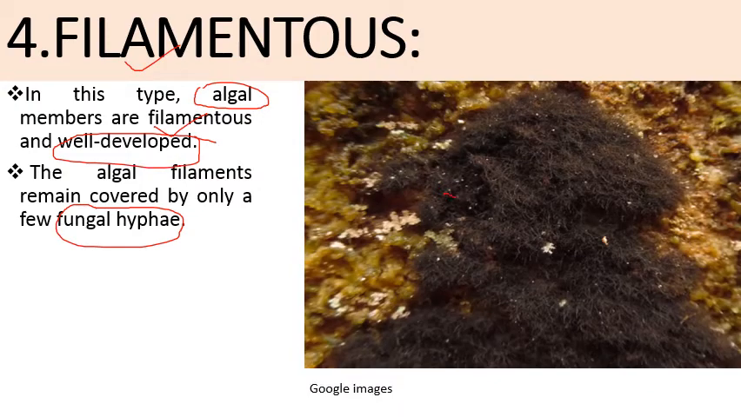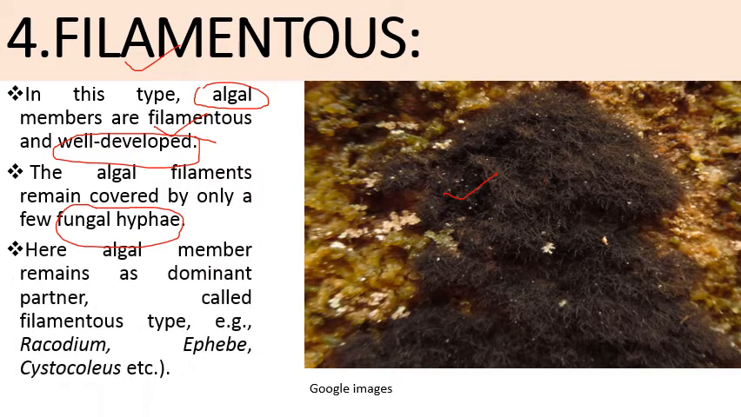So this is the picture of a filamentous algal lichen, and its name is Racodium. This is the picture of Racodium. The algal member here is dominant, as I have already told you. Its appearance is like a filament, that's why this is known as the filamentous type. The examples are Racodium, Ephebe, and Cystocoleus. So these are some examples of filamentous lichens.